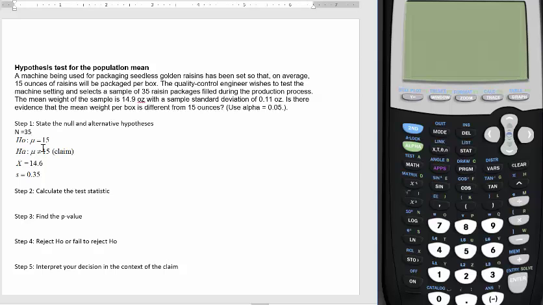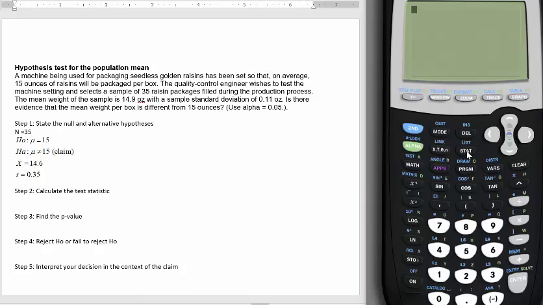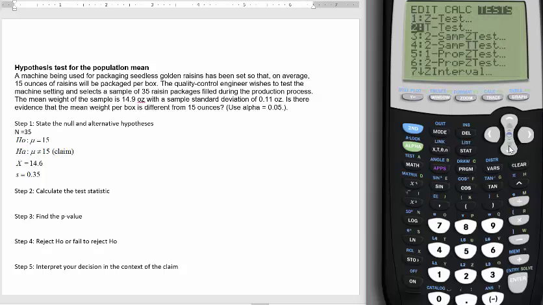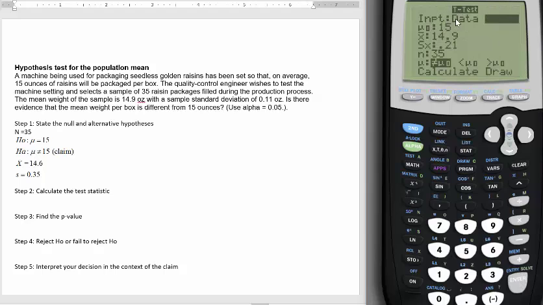Now, to calculate the test statistic and the p-value, we're going to use the calculator. So turn the calculator on, go to STAT, TESTS, T-Test, enter. Okay, input. Do we have a raw data set? No, we have a summary. They gave us a summary of the information, so we use the Stats. Mu0 is 15. Mu0 is the value from the null hypothesis, the assumed value, which is 15.